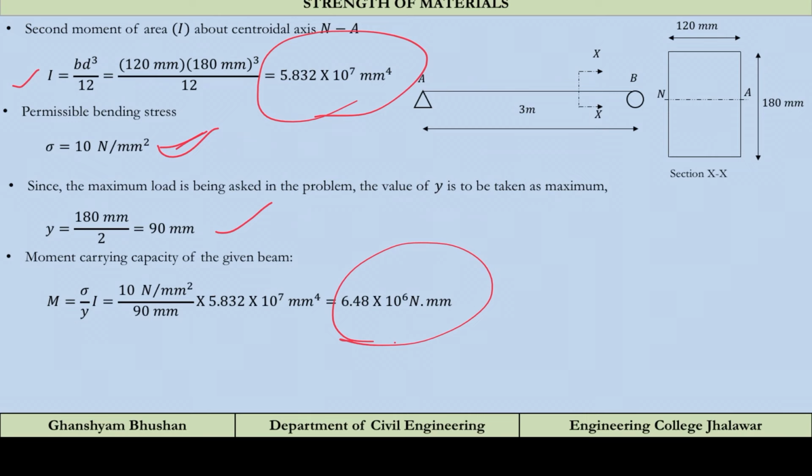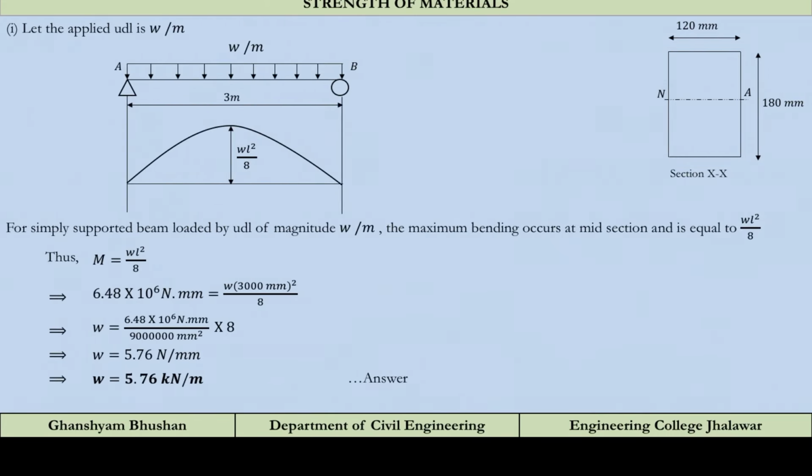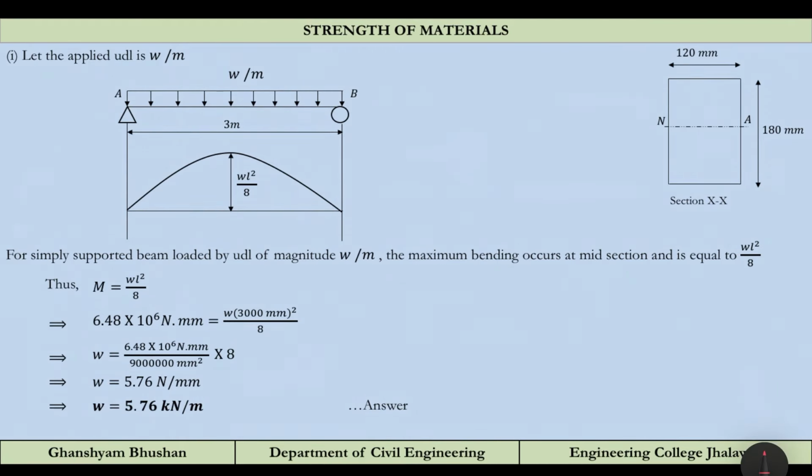This is constant because we have calculated it for the section. Now depending on the loading we have to compare this moment to the moment coming due to the external load, and we will equate to get the values of the loads. So first part is stating that UDL is there. So let us say this is a UDL. So for UDL this is your bending moment diagram.